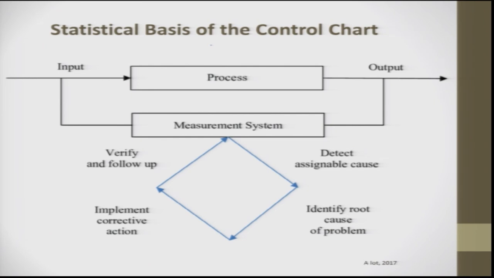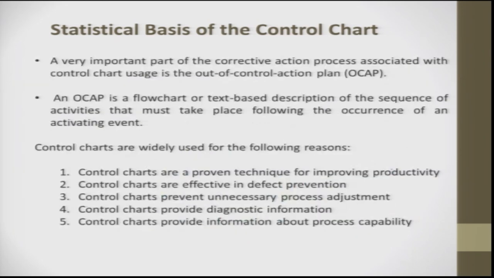When you measure, you try to detect an assignable cause, then you identify the root cause of the problem. This is done by the Ishikawa diagram, and then you implement the correction, whatever it is, and verify once again whether the defects are coming or not. If it is not coming, it is fine. If it is coming, then once again go through this route and modify it. So, this is called an assignable cause.